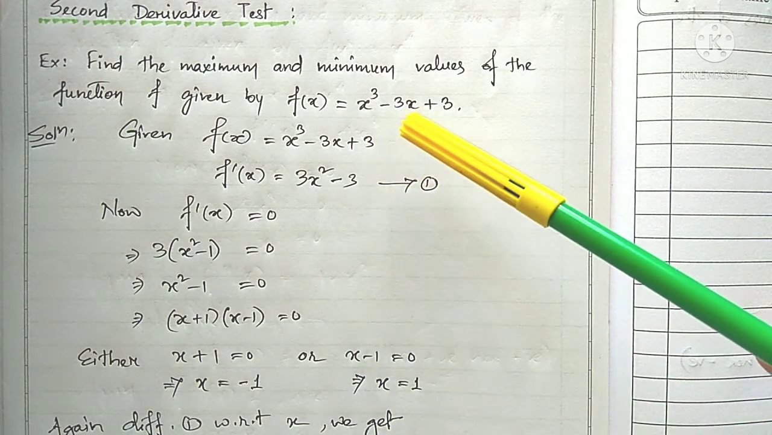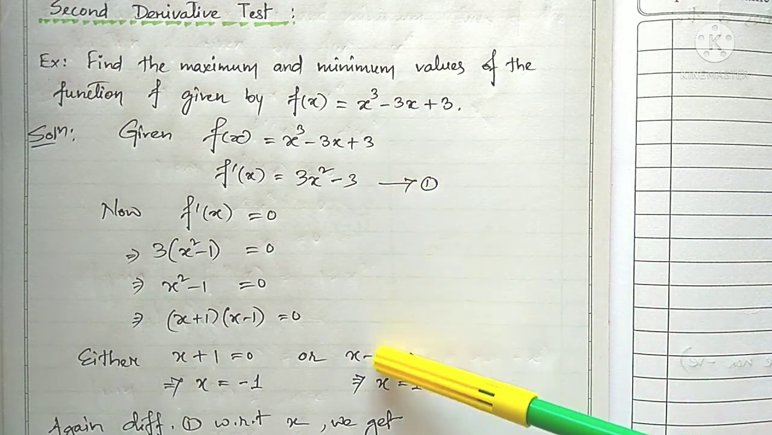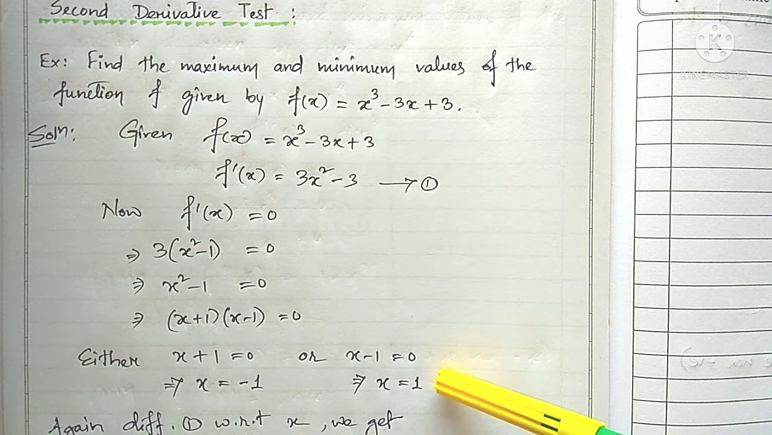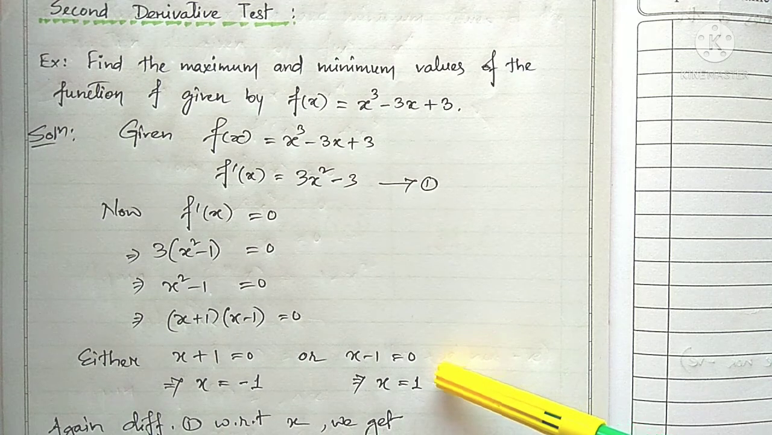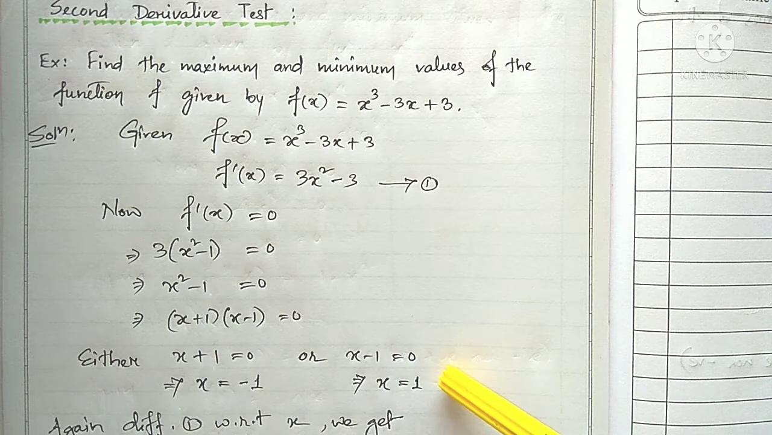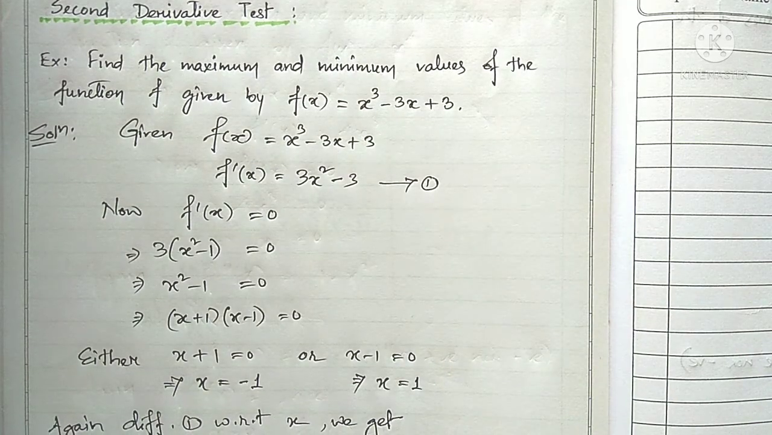Okay, now after critical points, the procedure will be a little bit changed. So from here, what we know is that the working rule up to the critical points for all these three methods is the same. Now here the working rule will be a little bit changed.